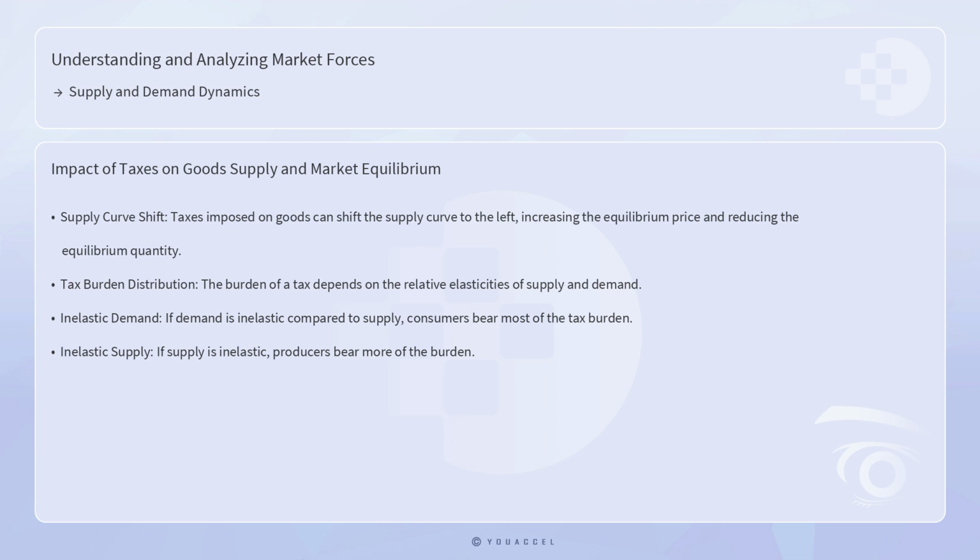If demand is inelastic compared to supply, consumers bear most of the tax burden, and if supply is inelastic, producers bear more of the burden. For instance, tobacco taxes are largely borne by consumers because the demand for tobacco products is relatively inelastic.